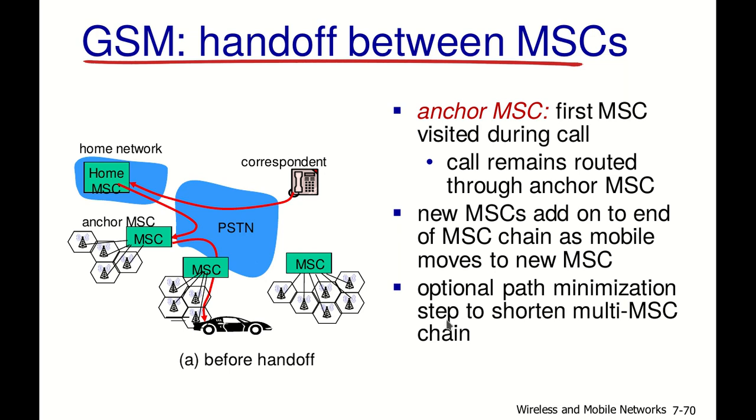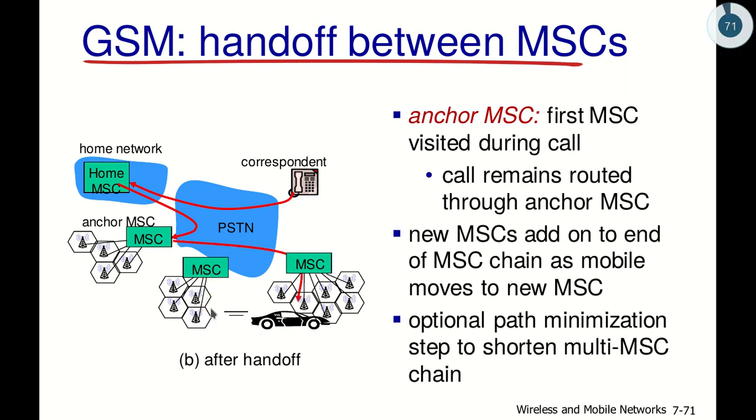And also there is an optional path minimization step to shorten the multi-MSC chain. For example, the call from the correspondent is routed to the anchor MSC, because now the mobile user is already moving to the new MSC. So the call again is routed from the anchor MSC to the new MSC. Alright, and then again, if the mobile user moves from the second MSC to the third MSC, this is the last part. The path minimization step can be used to minimize the number of chaining from the anchor MSC to the new MSC.